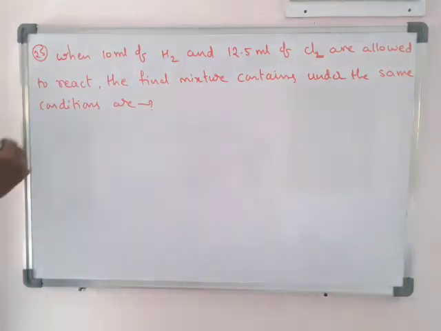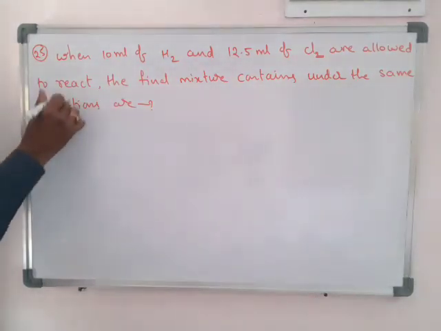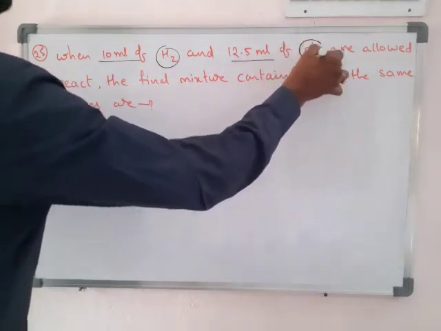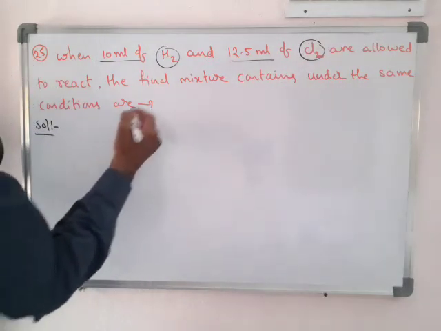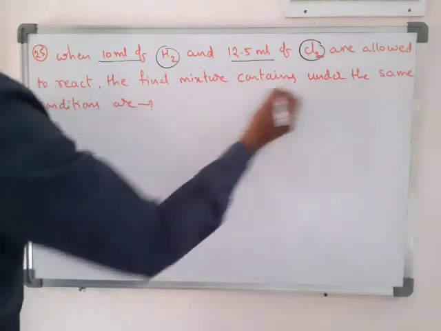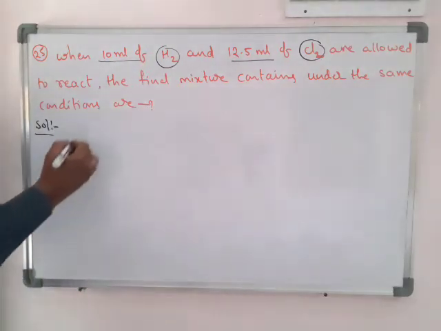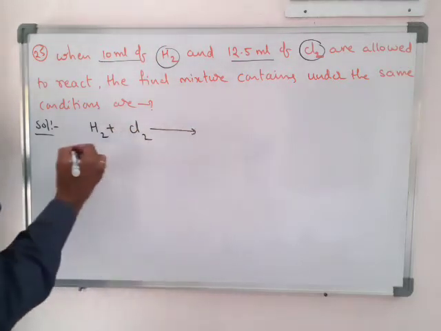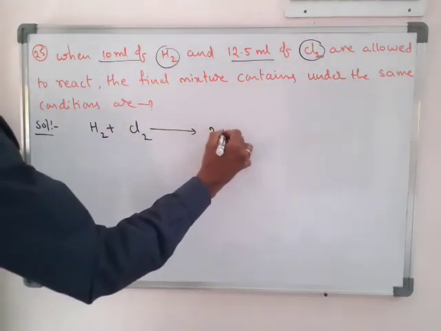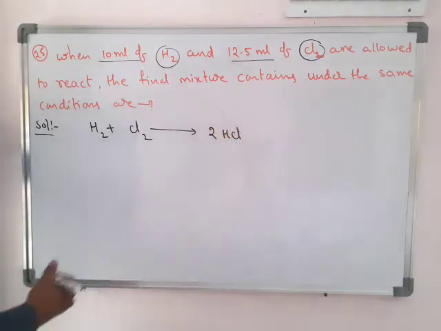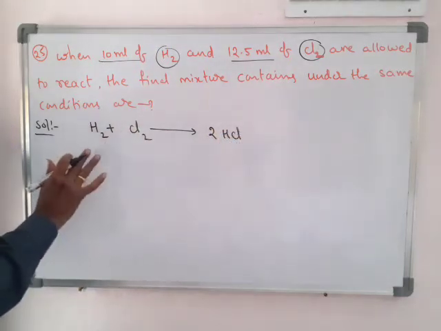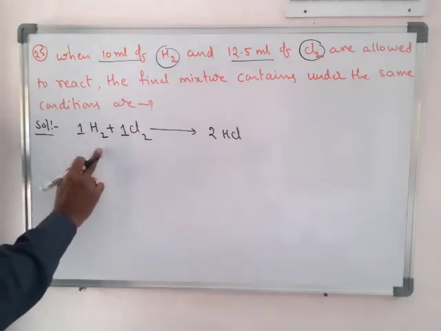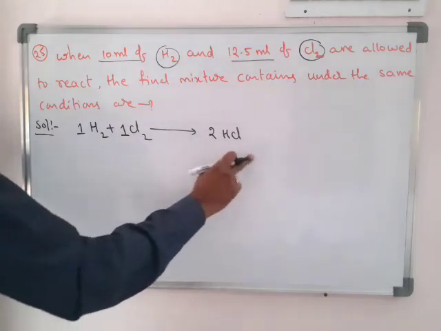So here see the question. When 10 milliliters of hydrogen and 12.5 milliliters of chlorine are allowed to react, the final mixture contains what under the same conditions? Means we have to write the reaction. It's a very simple reaction. H2 gas and Cl2 gas, all in gaseous form, form 2 HCl. If you see, it is balanced. They are in a 1:1 ratio. So 1 mole of H2 reacts with 1 mole of Cl2 forming 2 moles of HCl.